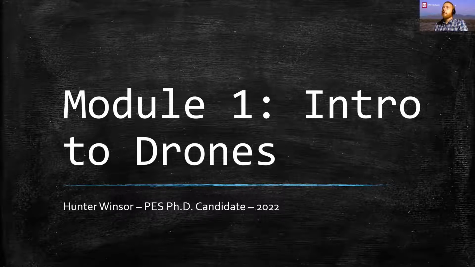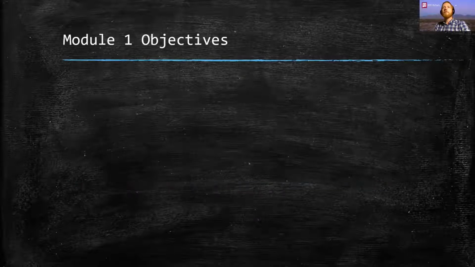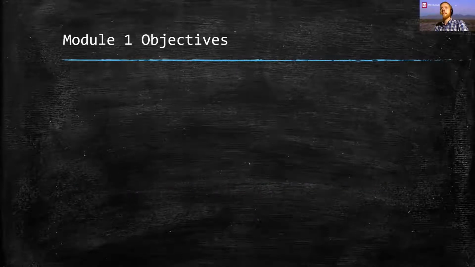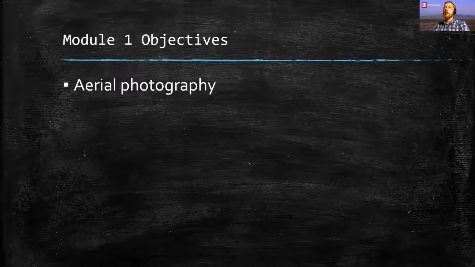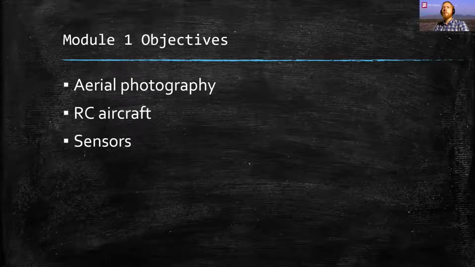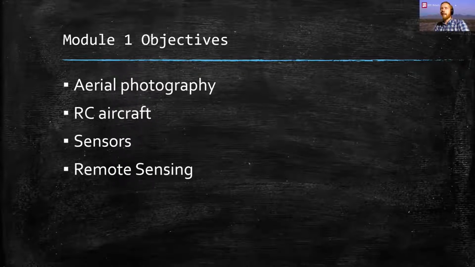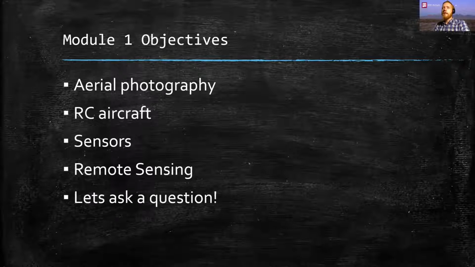This module will give you a bit of the background on the history and uses of drones in general before we get into agriculture. The objectives of this module are to teach you about aerial photography, its development and use, radio-controlled aircraft and how they developed into modern drones, the sensors that are used in drones and what they are used for, and a brief introduction to the art and science of the whole field of remote sensing. Finally, we'll go over a research paper to show what kind of questions you can ask with drones in agriculture.